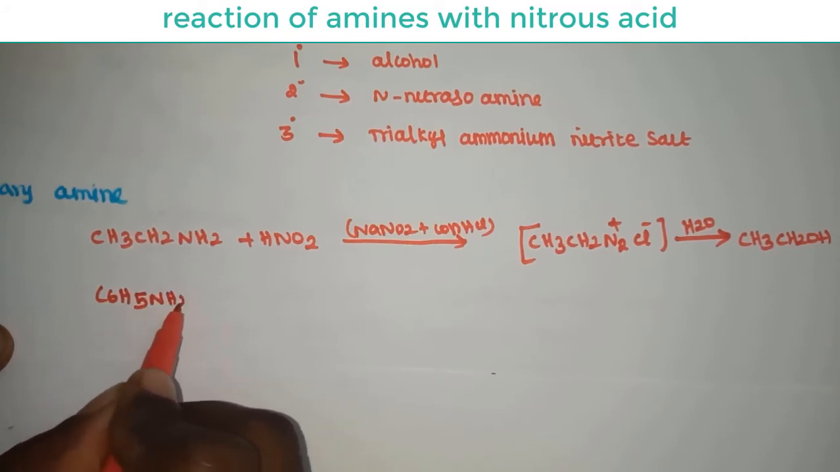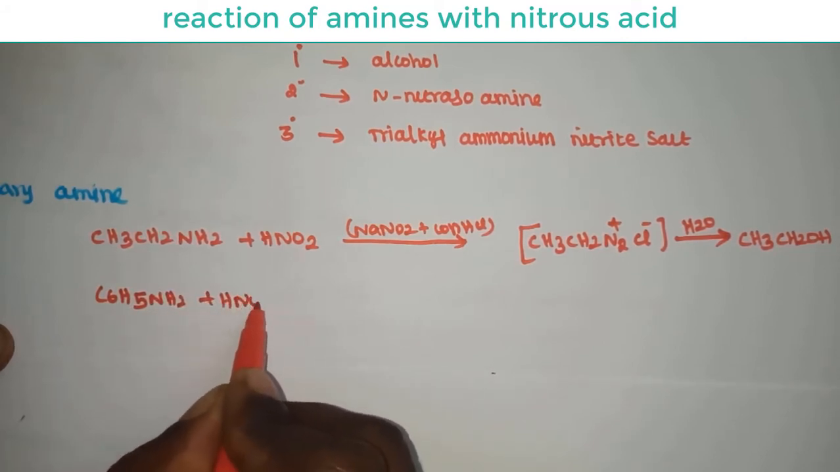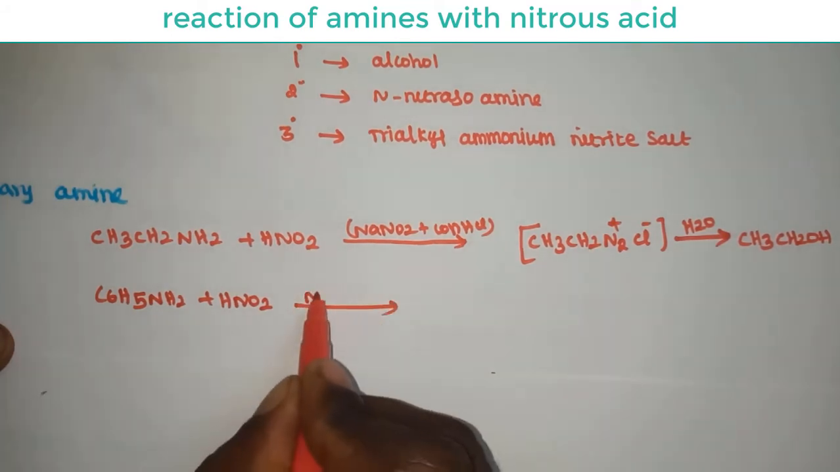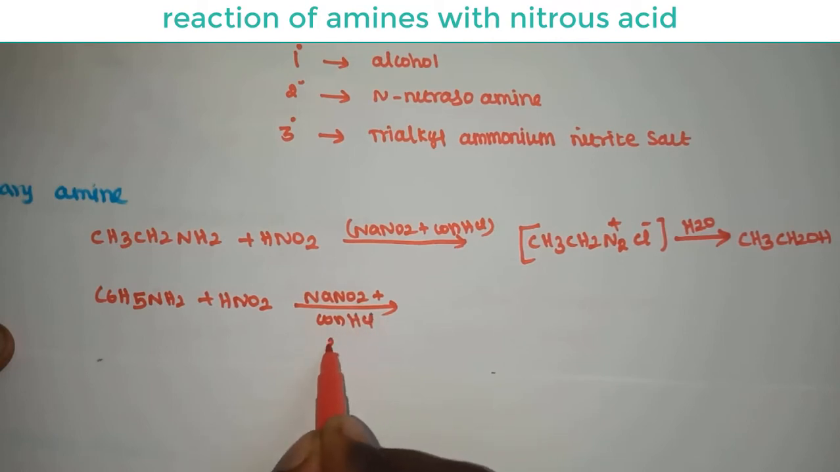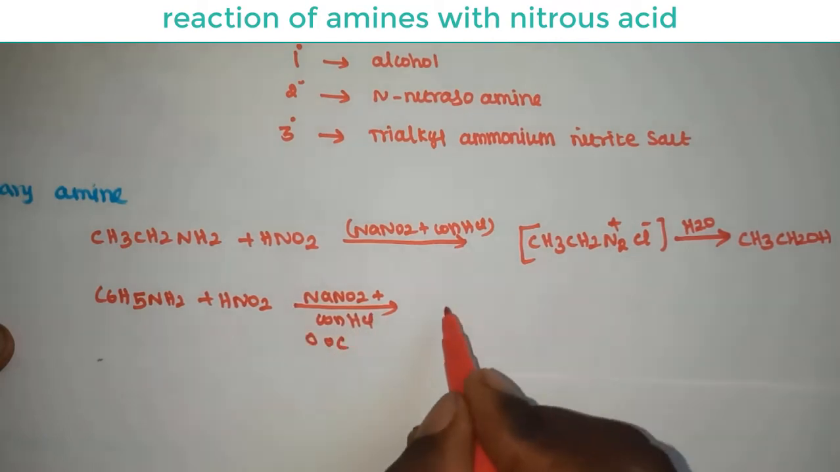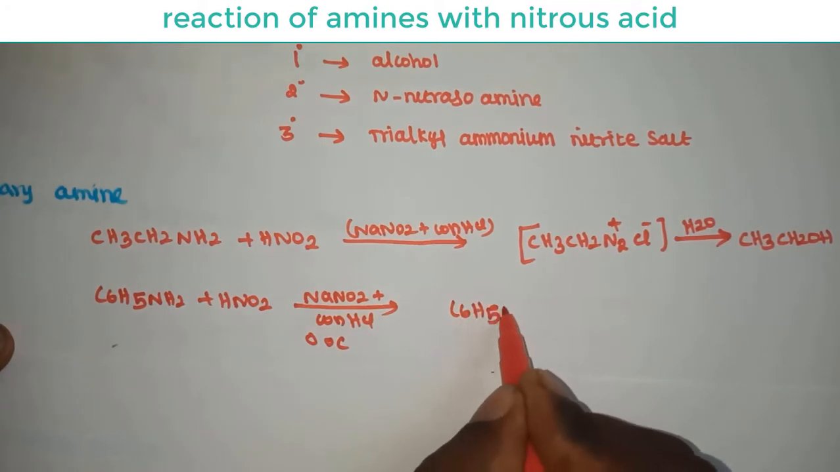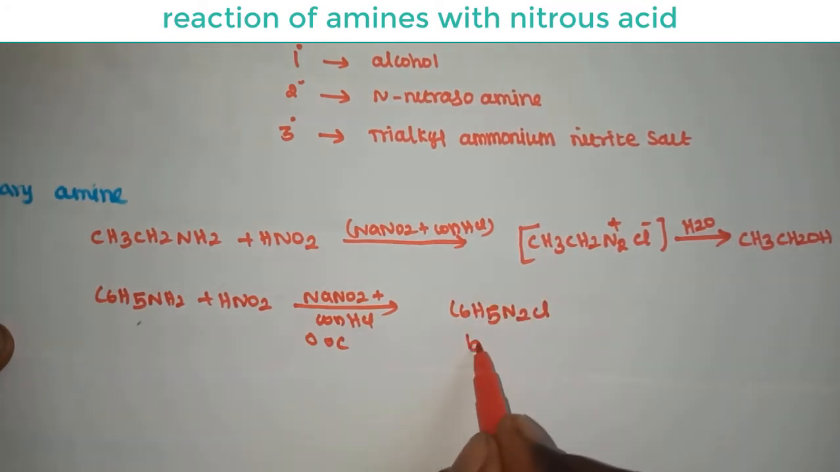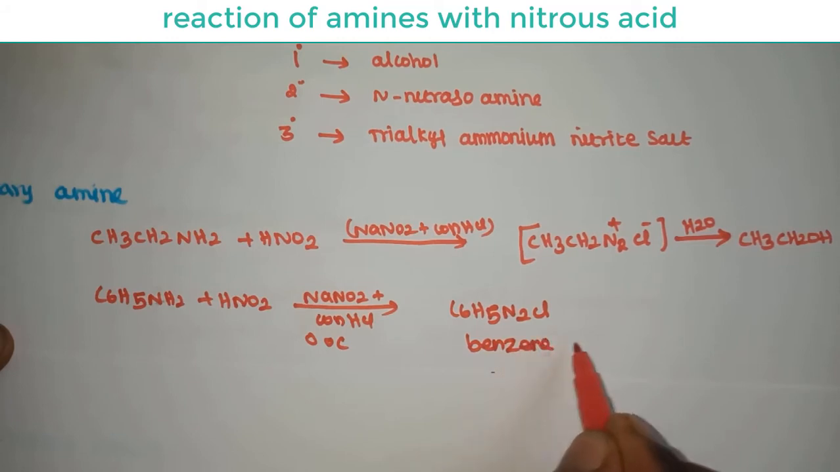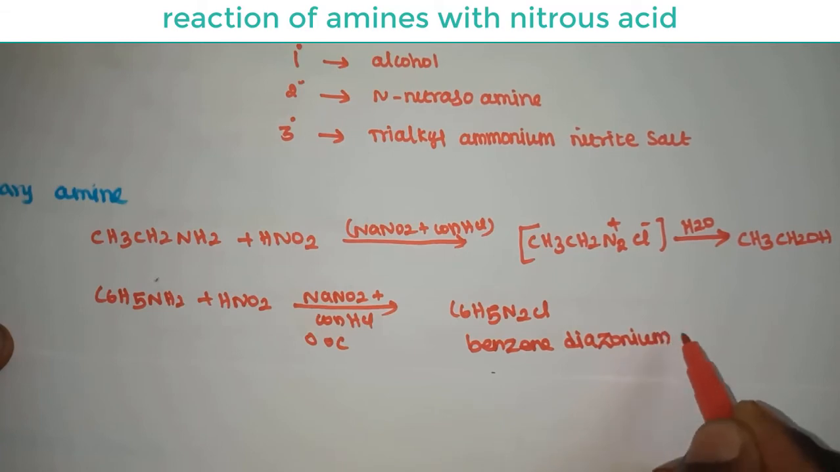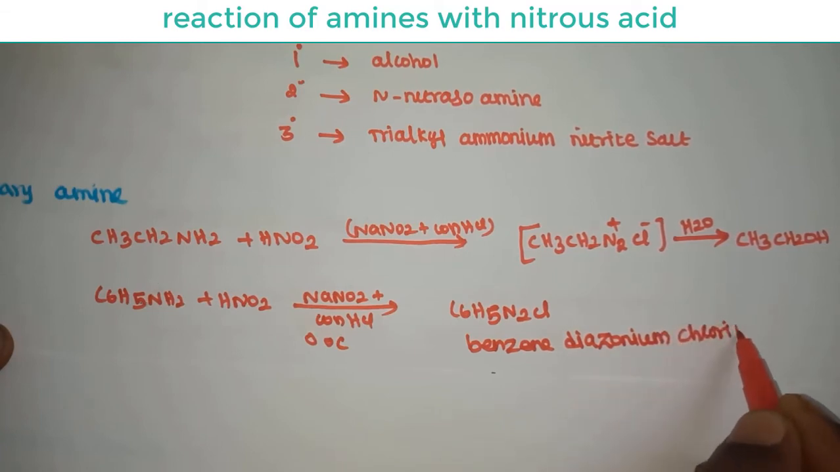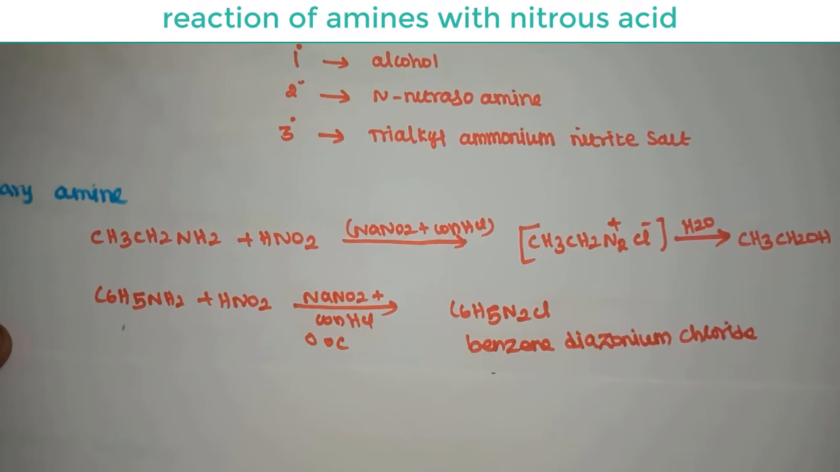C6H5NH2 reacts with nitrous acid HNO2. That means a mixture of NaNO2 plus concentrated hydrochloric acid at 0 degrees Celsius to form C6H5N2Cl. This is benzene diazonium chloride. Aliphatic primary amine gives alcohol. Aromatic primary amine gives benzene diazonium chloride.